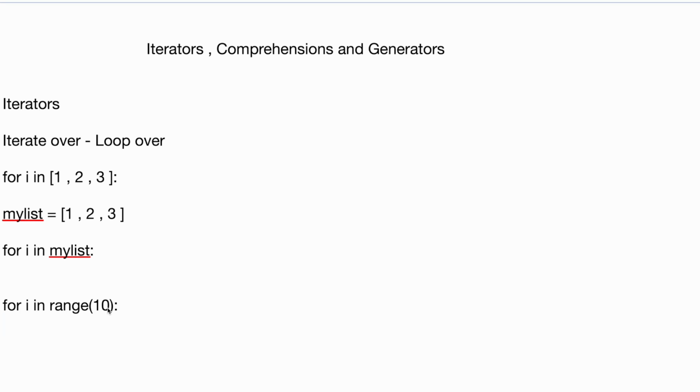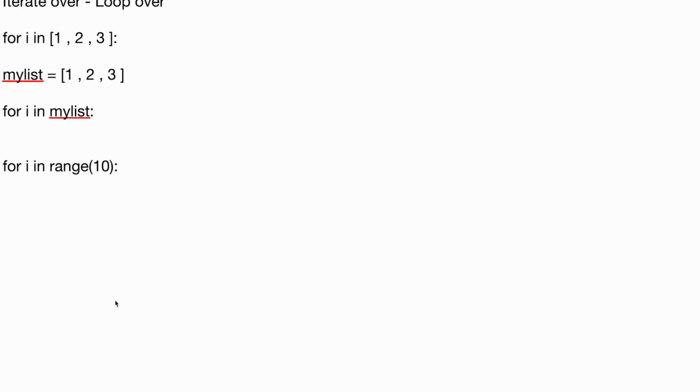And that's why these types of objects or data types in Python are known as iterators or iterable objects.